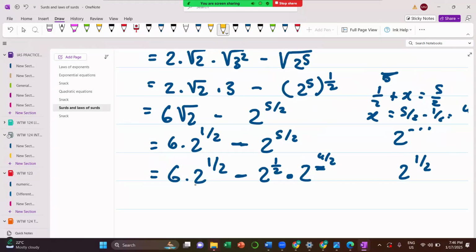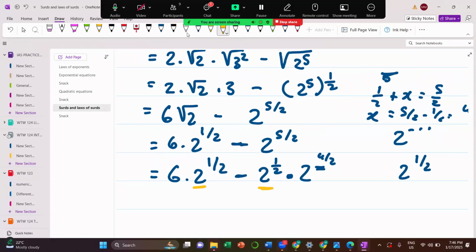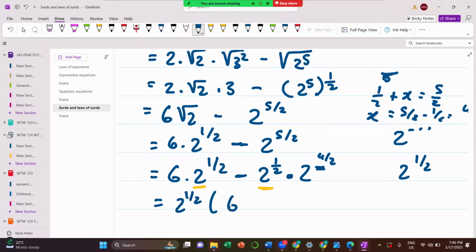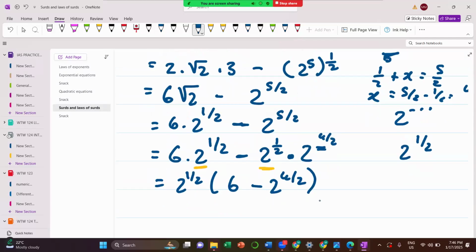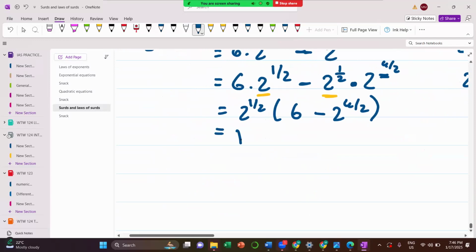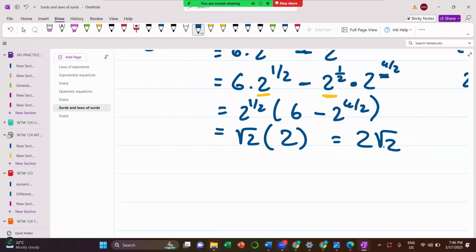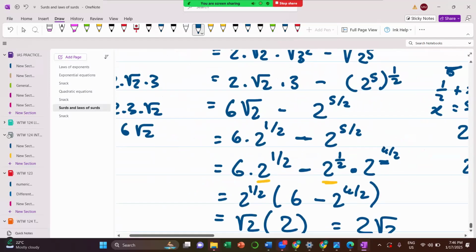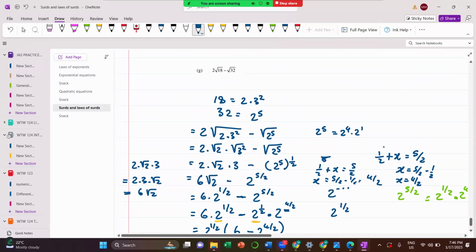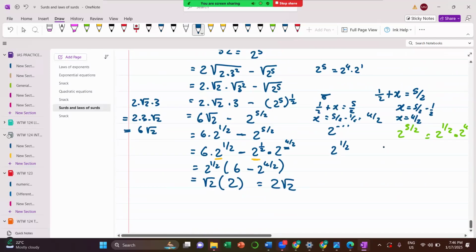So I see that I can take out this as a highest common factor. Let me take it out. So I'm going to have 2 to the exponent of 1 over 2 into 6 minus 2 to the exponent of 4 over 2. Here I know that 2 to the exponent 1 over 2 is just root 2. And this, I don't have to stress, I can just put it into the calculator. 6 minus 2 to the exponent 4 over 2 just gives me 2. So my answer is going to be 2 root 2. Are you okay? Yes, sir. Okay. So that was it.